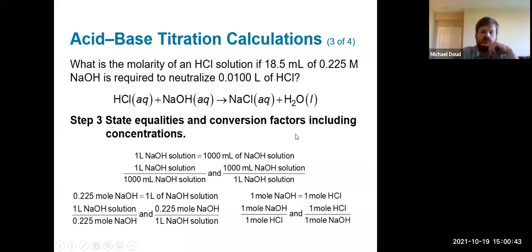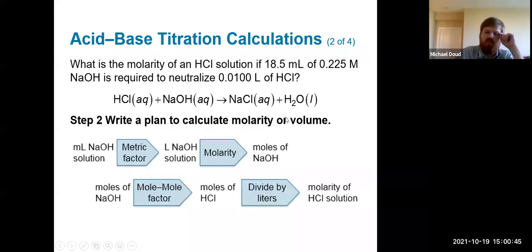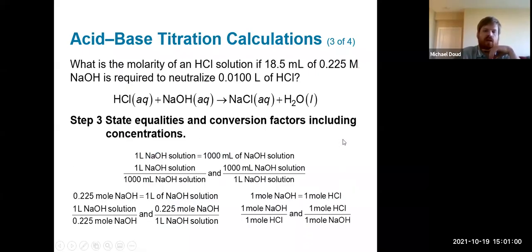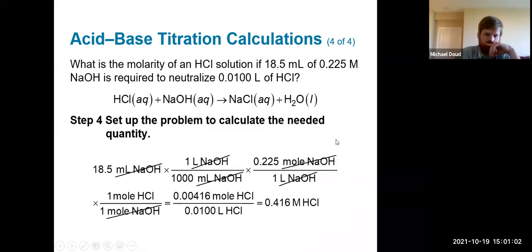So from here, we can determine the number of moles of sodium hydroxide. If we know the number of moles of sodium hydroxide, then we can use the mole-mole factor from our balanced chemical equation to determine the moles of HCl. Once we do that, if we divide it by liters, then we can determine the molarity of the HCl solution. So the math is pretty straightforward.